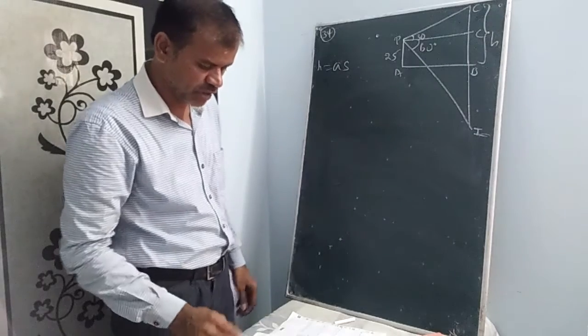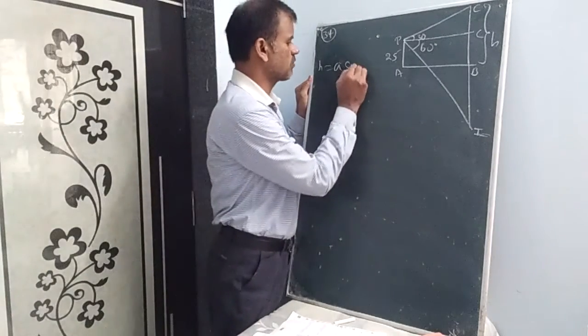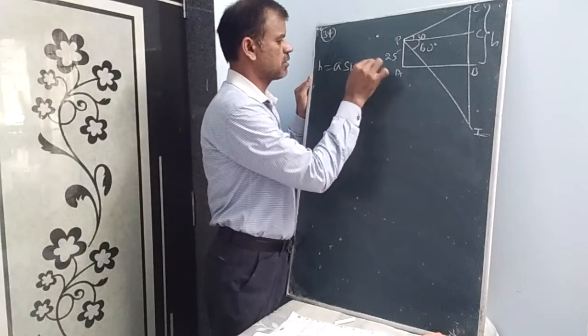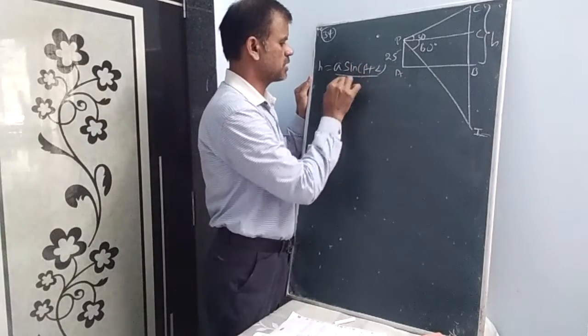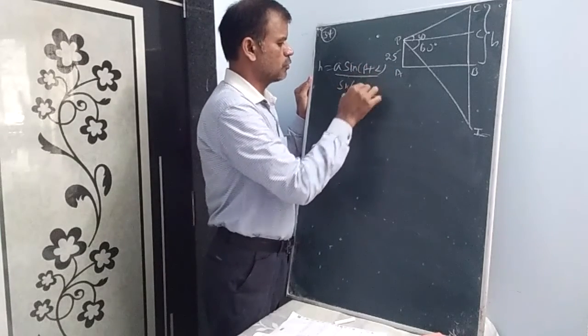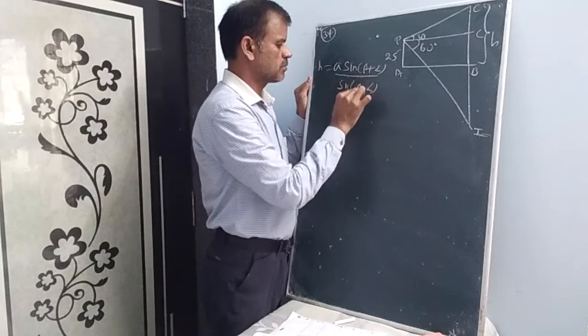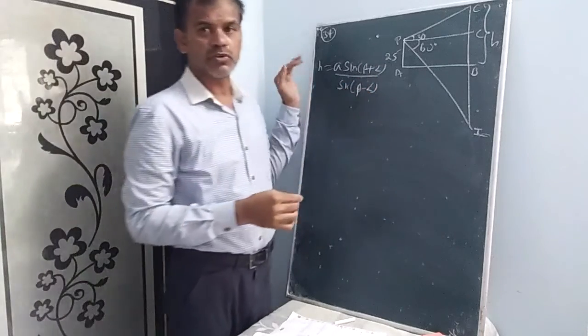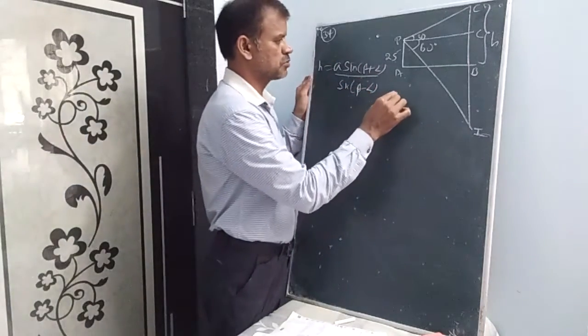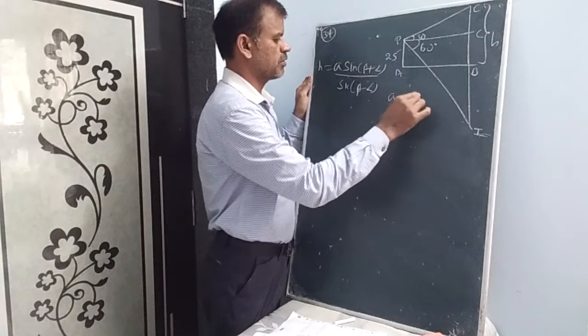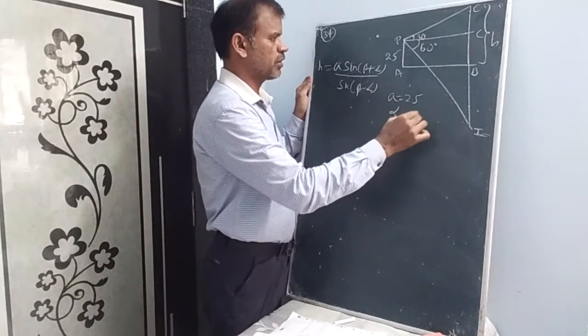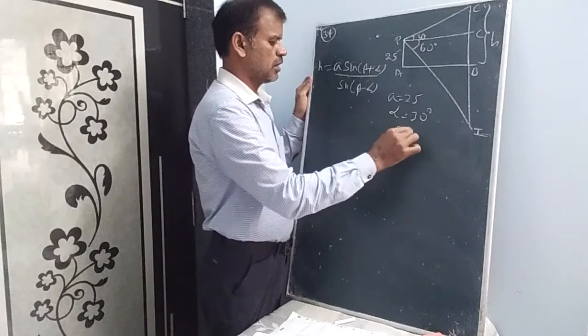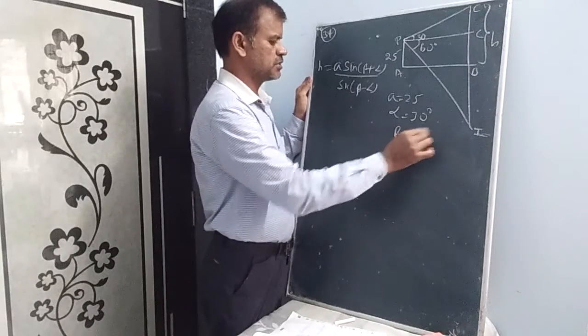Once you see the formula, H equals A sin of beta plus alpha by sin of beta minus alpha. No need to do the sum; you can understand directly and write using the formula. Substitute: A is equal to 25, alpha is equal to 30, and beta is equal to 60 degrees.